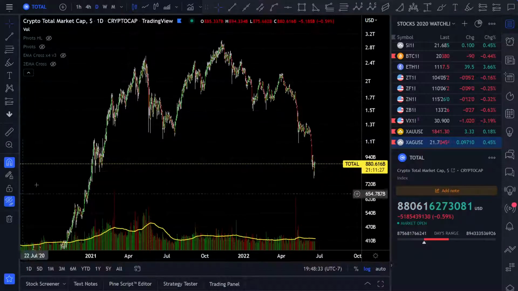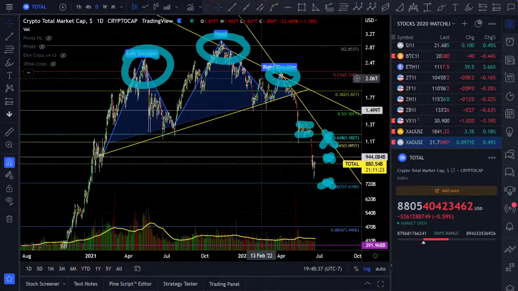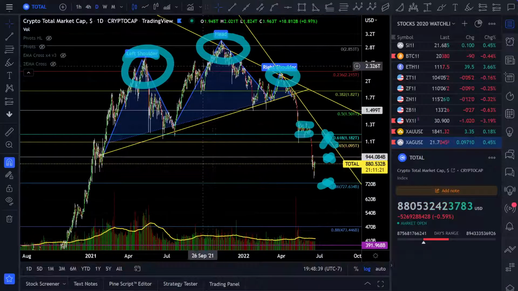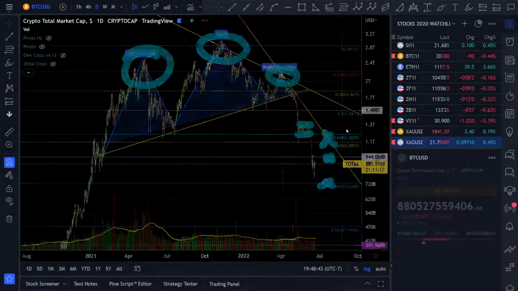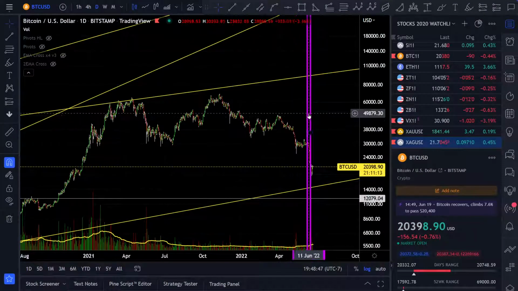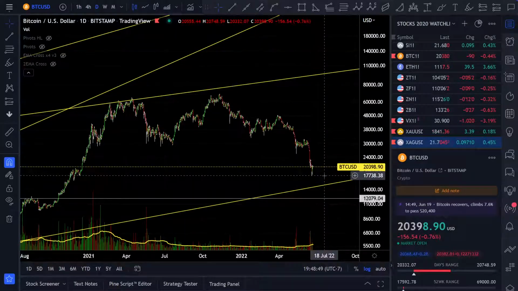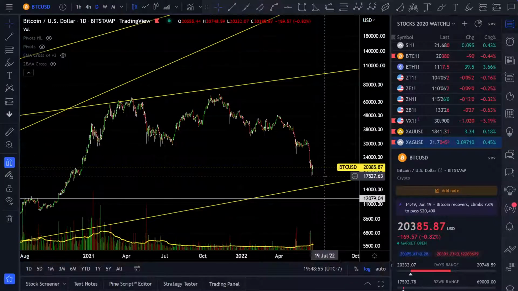I did draw this long-term head and shoulders reversal. We've been talking about this for 6 months now, that there is a chance we could go down to 15,000, 20,000, or 15,000 or 10,000 Bitcoin. Where did we just tap? We just tapped above 17,000. So we lost 20,000, we lost 25,000, right?